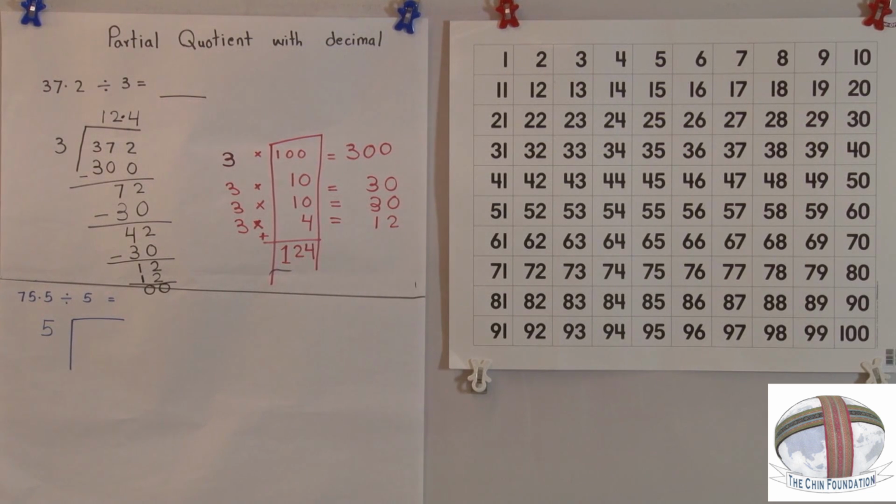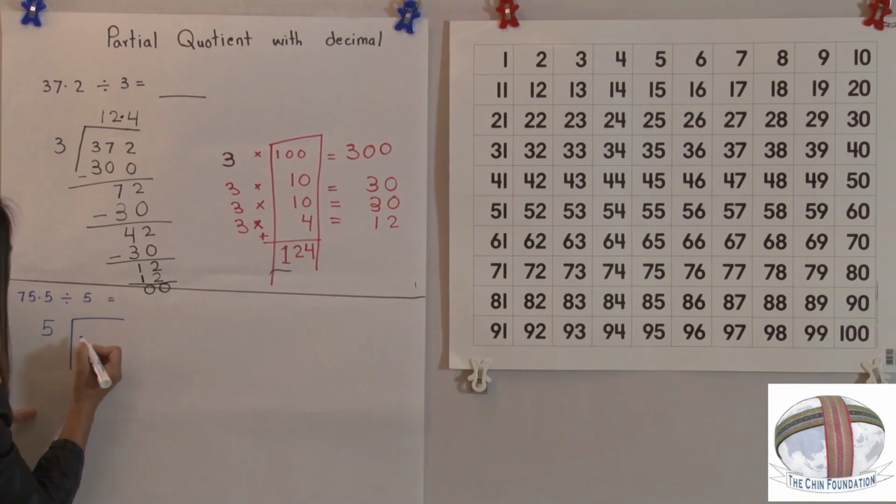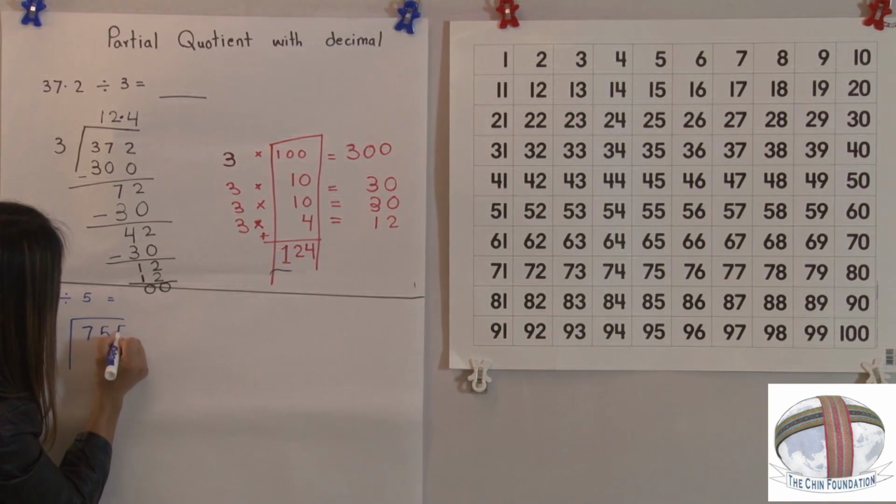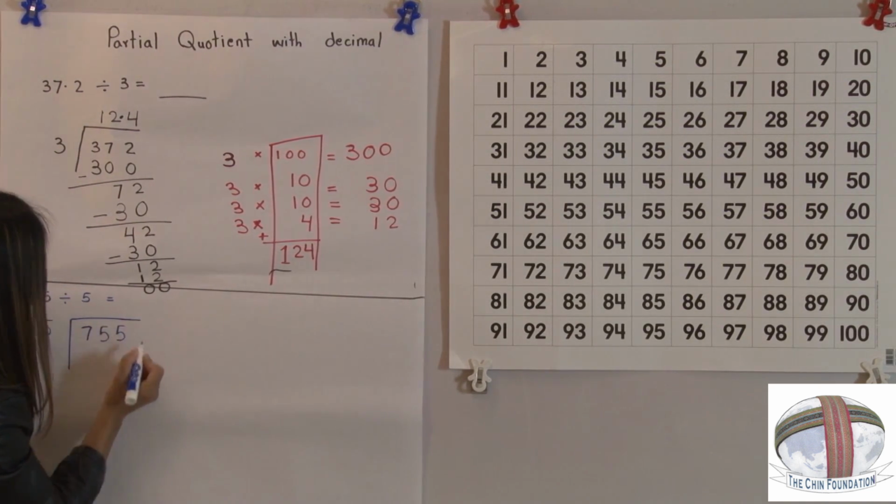Practice one more. 75 decimal 5. Remember? Move the decimal place to the right, which is 755.